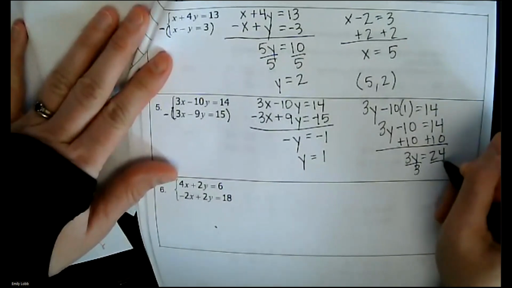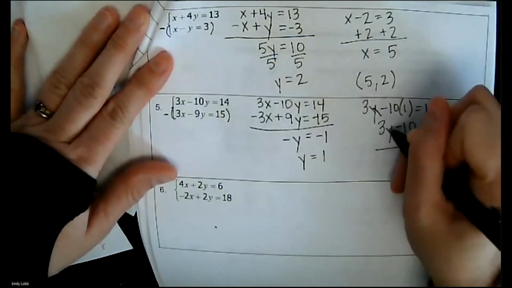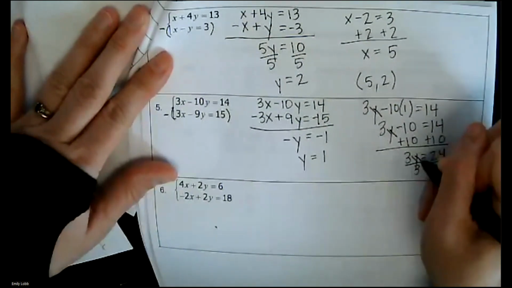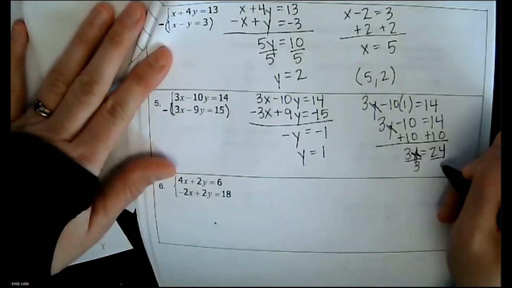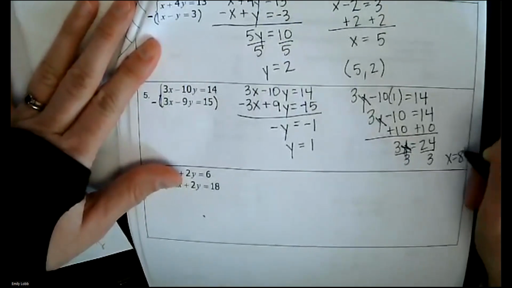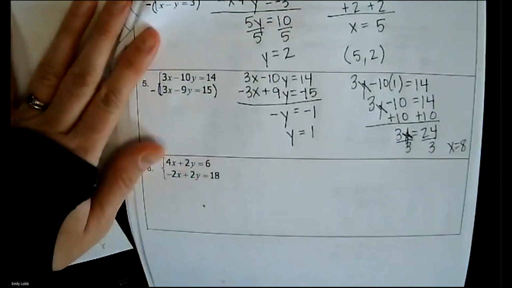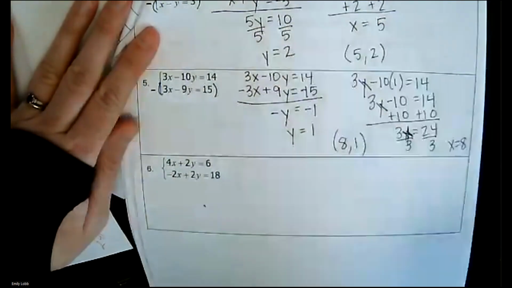Wait, what did I do? This should be an x. I'm not solving for y. These should be x's, sorry. So really, x is equal to 8. I just wrote it as a y. All right, so this is the point 8, 1.